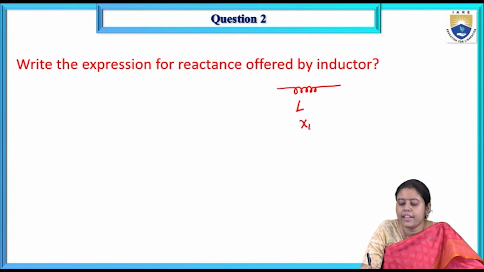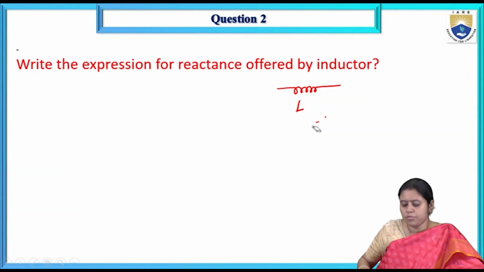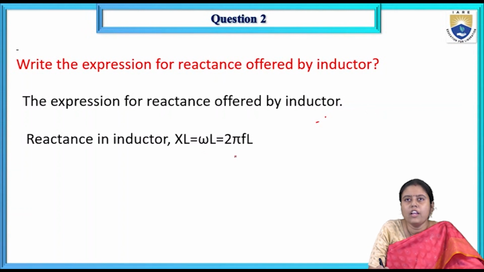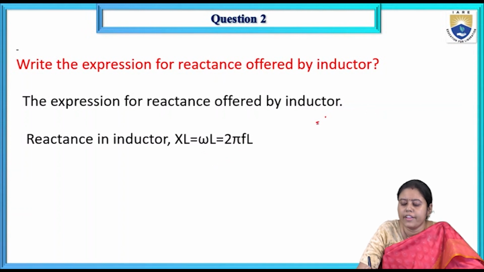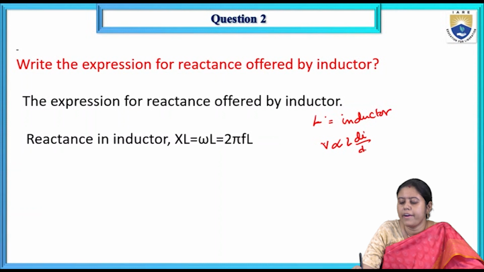And what is XL? XL is nothing but omega L, or we can write it as 2 pi FL. So what is L? L is the inductance, which depends on the rate of change of current. Voltage is directly proportional to L di by dt. And what is the unit of L? The unit of L is basically Henry.